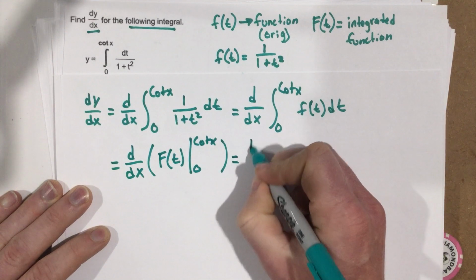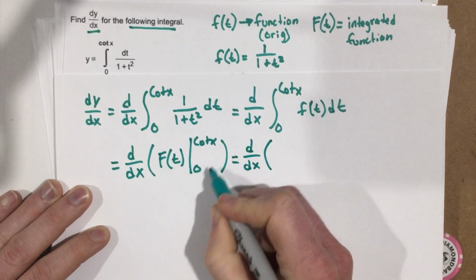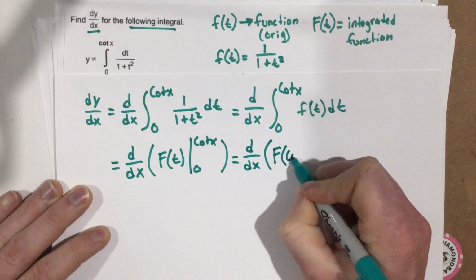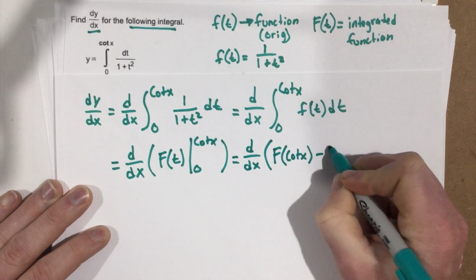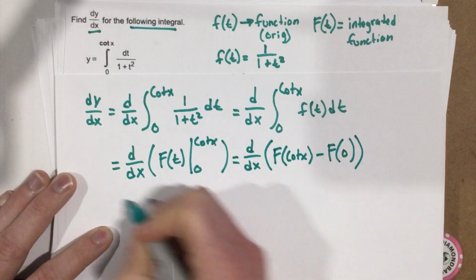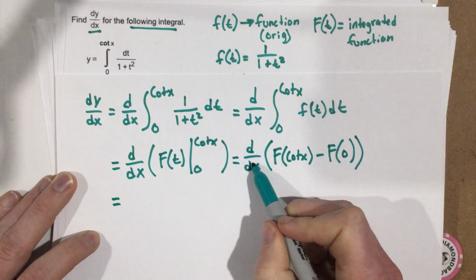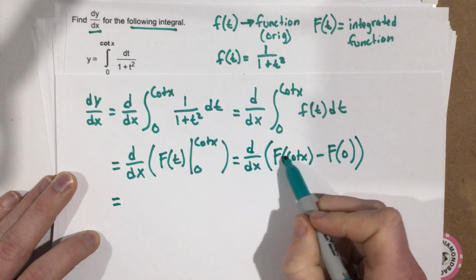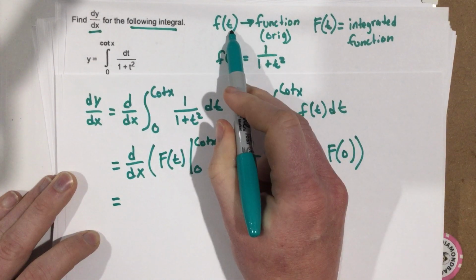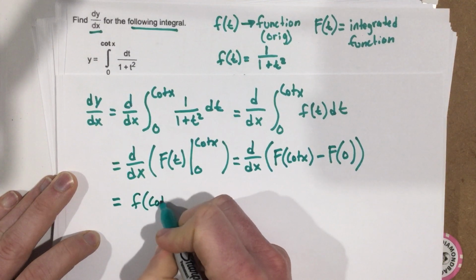So that equals the derivative with respect to x. I now just plug in my cotangent x and my 0, so that's the integrated function with an input of cotangent x minus F of 0. Now I'm actually going to take the derivative of this. So this is the cool part. If I take the derivative of this, well, first of all, the derivative of capital F of cotangent x just goes back to the original function. So I can write that as f with an input of cotangent x.